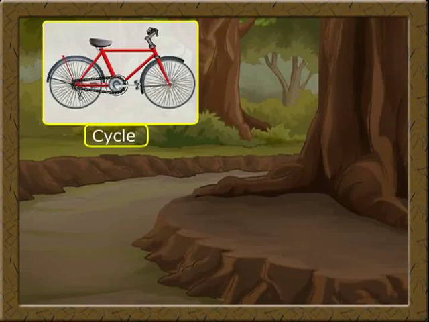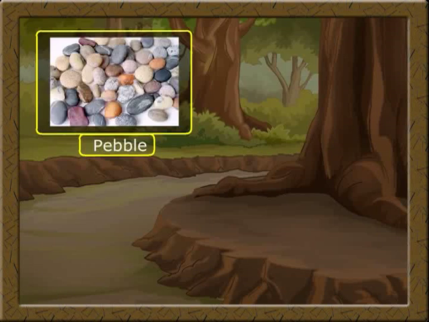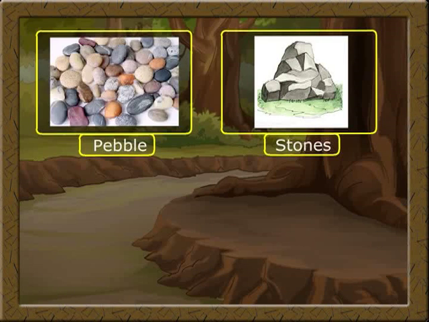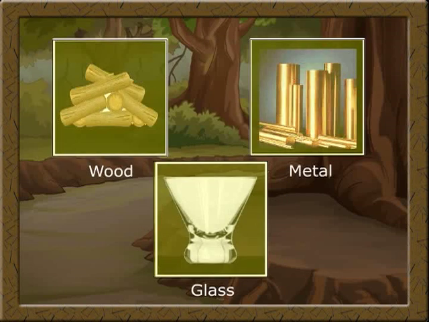Here is the most interesting episode about matter for you. Can you tell me some objects that we use in our daily life? A cycle, a chair, a table, a cricket ball, pebbles, stones, etc. All these objects do not have the same shape, color and uses because they're all made up of different materials.